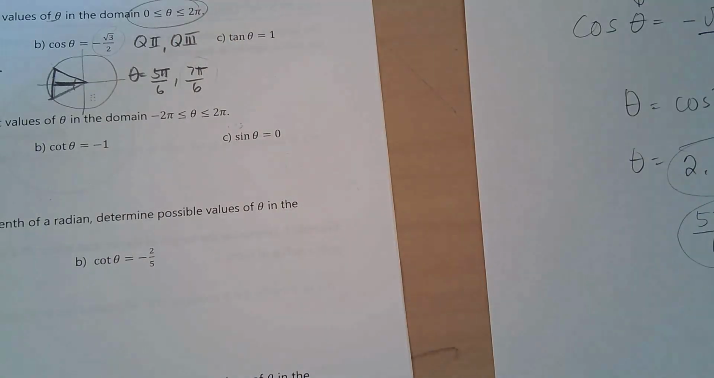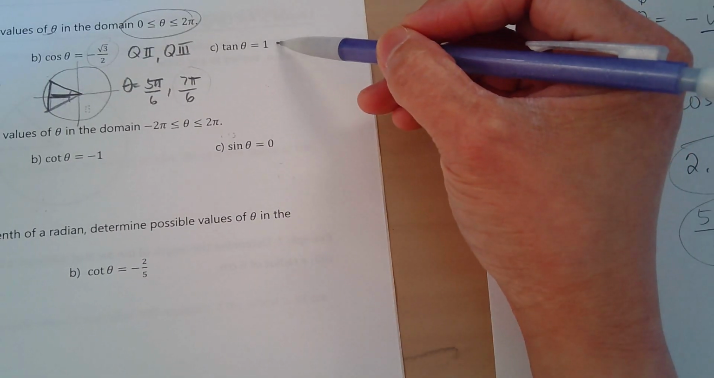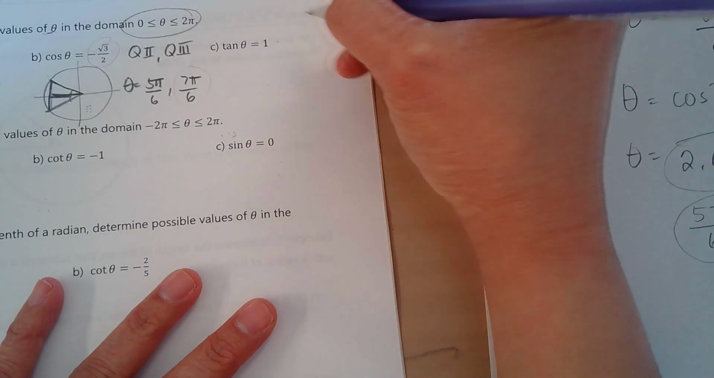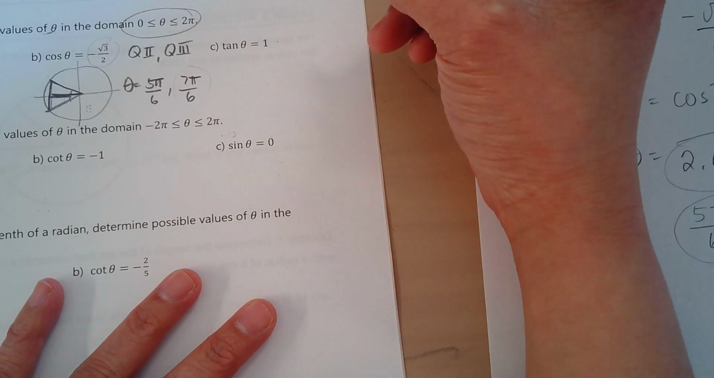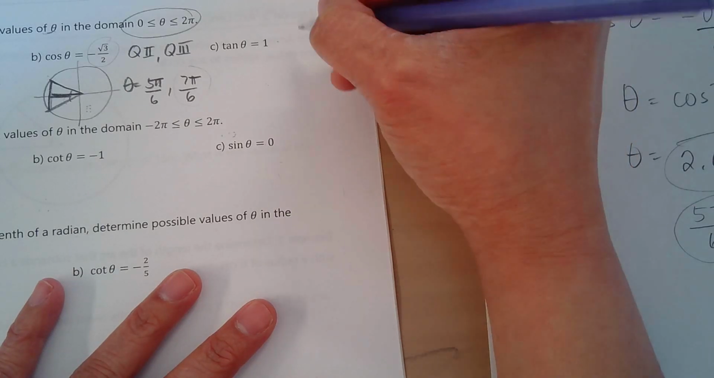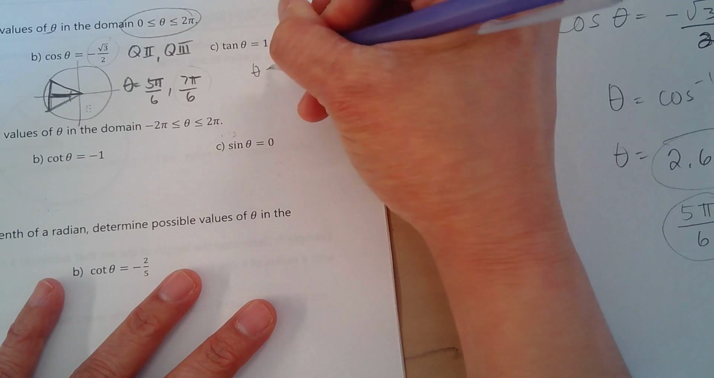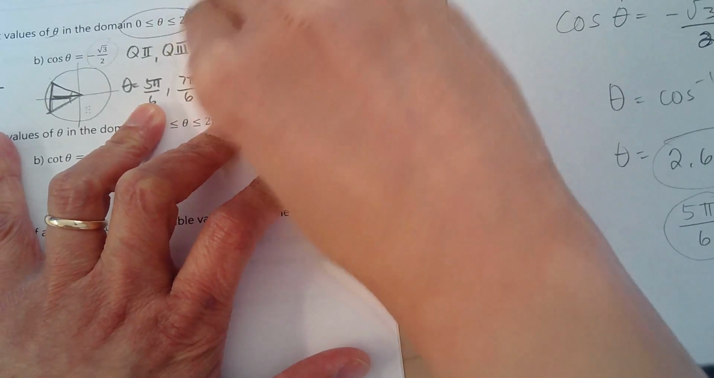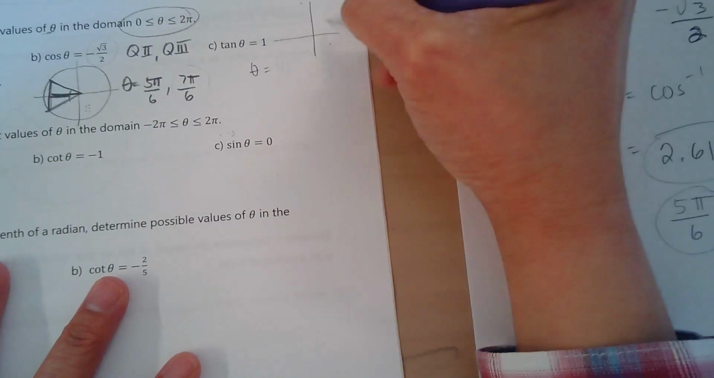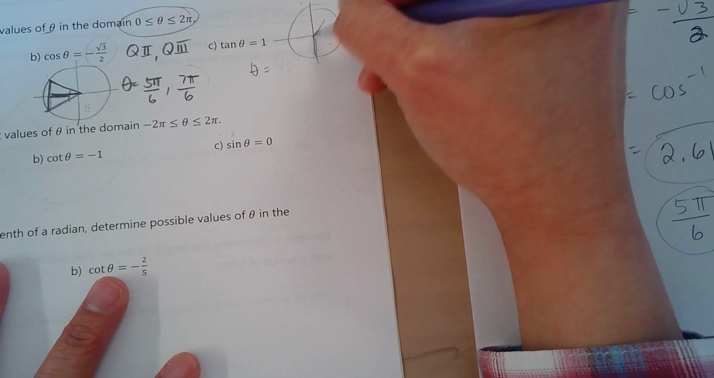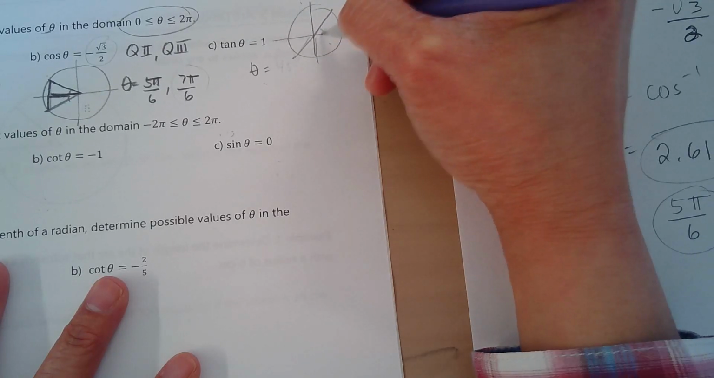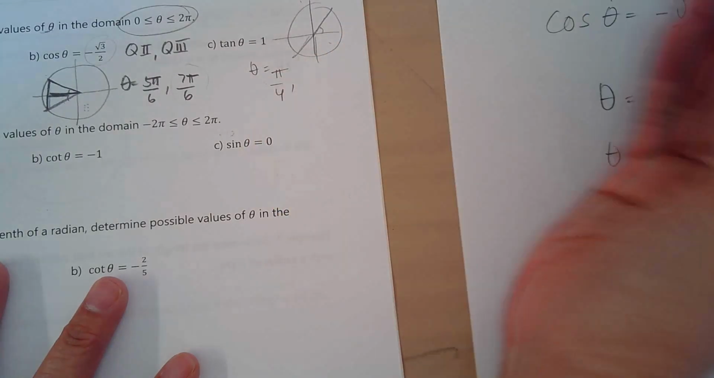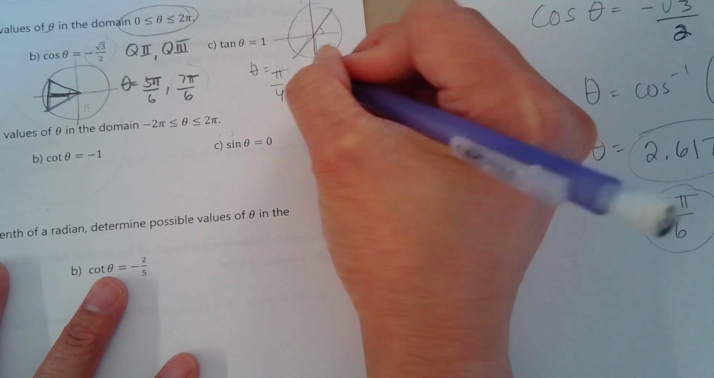Let's try this one. Last one. Where's tangent 1? Tangent of theta is equal to 1. Okay. It would be quadrant 1 and quadrant 3. And that angle is 45 degrees. Oh, why did I say degrees? Yeah, it is 45 degrees. Said the D word. Okay, so what's the angle? 45 degrees, that's pi over 4, and 5 pi over 4.